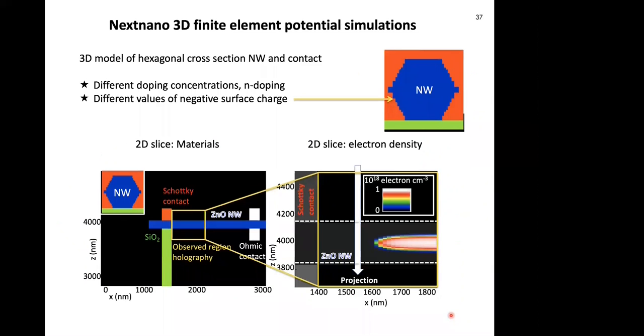We then wanted to compare this with finite element simulations that we have done with NextNano in 3D. So we made a similar structure with a nanowire under Schottky contact, and we played with two variables: different n-doping concentrations of the nanowire and different values of negative surface charge, because they can both influence the depletion length. And this we have then projected like in the holography experiment.